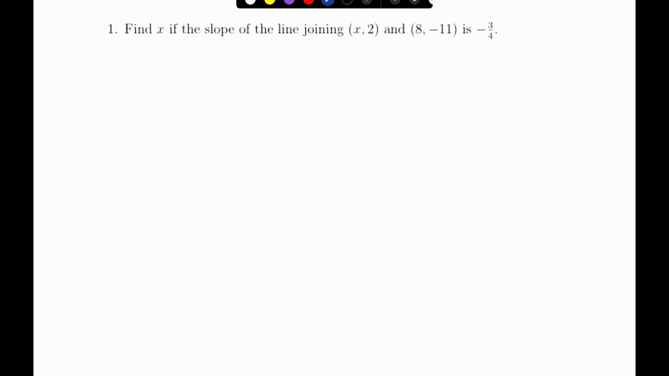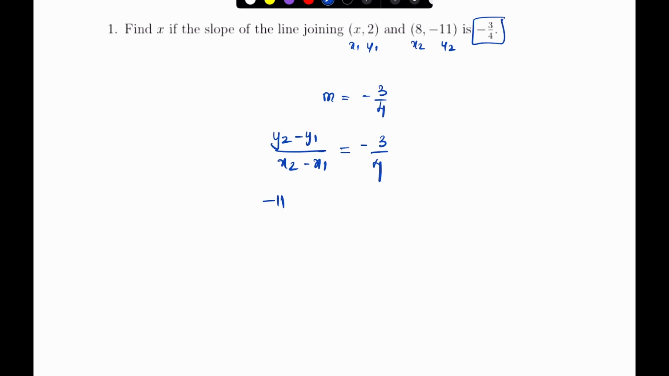So try the following question. Find x if the slope of the line joining x comma 2 and 8 comma minus 11 is minus 3 by 4. So let's take this coordinate as x1 y1 and this as x2 y2, and then they have given the slope. So m is equal to minus 3 by 4. The formula for slope if two coordinates are given, y2 minus y1 by x2 minus x1 equal to minus 3 by 4. So y2 will be minus 11 minus 2 and x2 will be 8 minus x is equal to minus 3 by 4. So minus 13 by 8 minus x is equal to minus 3 by 4.